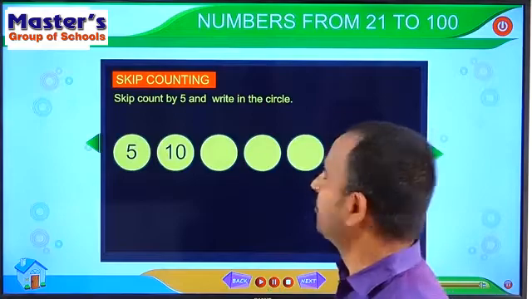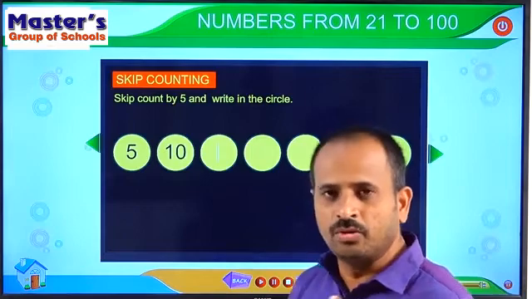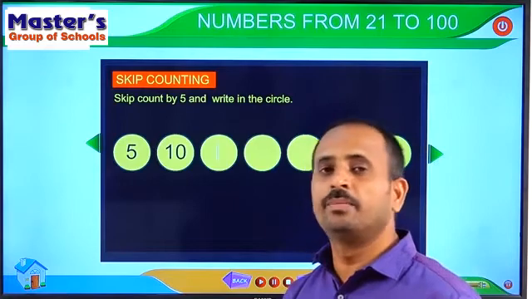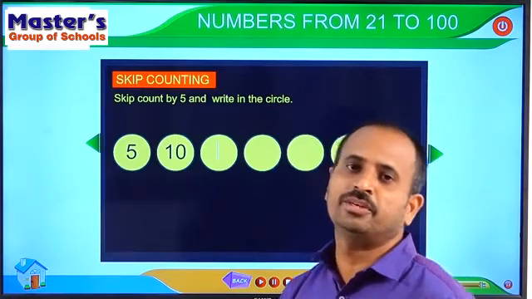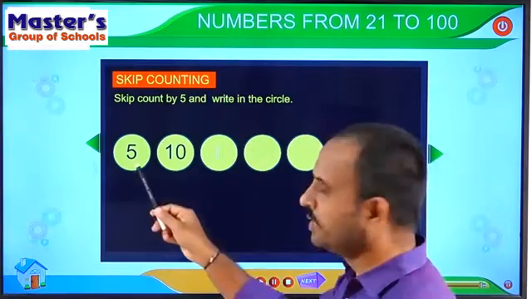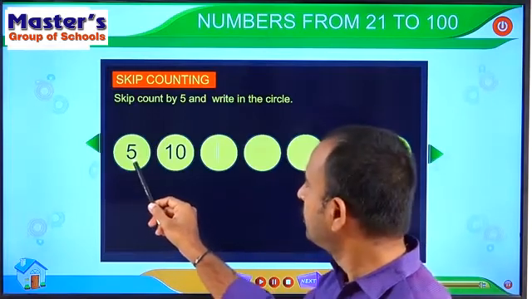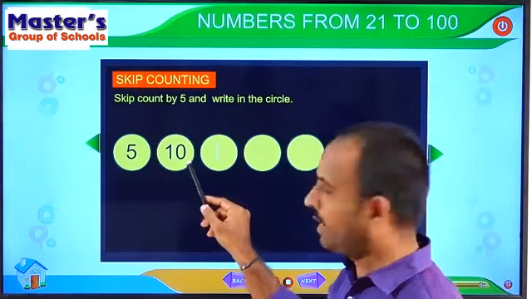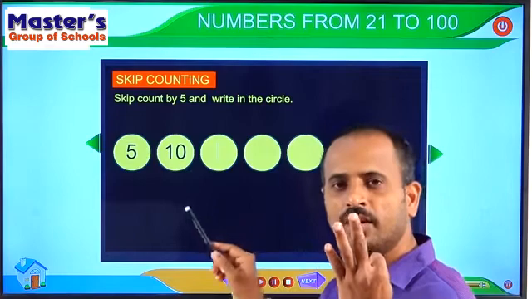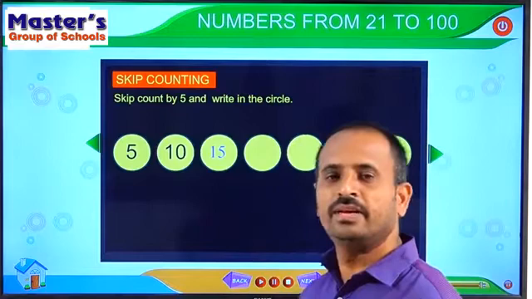Another example for skip counting is skip count by 5. So in skip count by 2, we added 2 to each number. In skip count by 3, we added 3 to each number. Whereas in skip count by 5, we have to add 5 to each number. The first number is 5, and add 5 to the 5, you will get 10. And again add 5 to the 10. After 10 comes 11, 12, 13, 14, 15. So you will get 15.